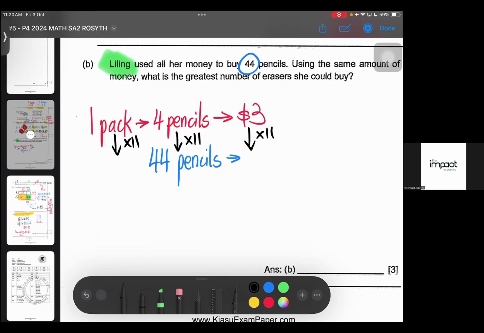Do you understand? Does it make sense to you? Okay, so you make sure that this becomes what? Over here, as you can see, this becomes $33. This 11 becomes 11 packs of pencils. So you have the groups, which is in terms of packs. You have the number of things, which is 44 pencils. And then you also have the amount, which in this situation is $33.